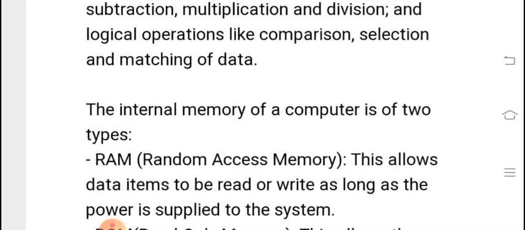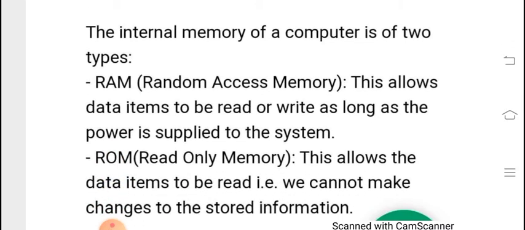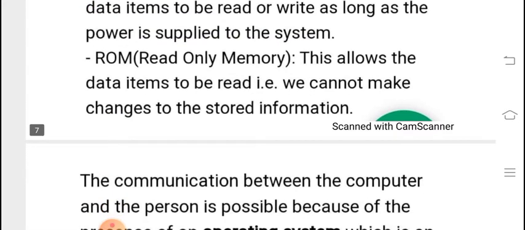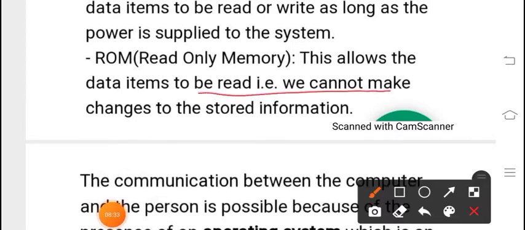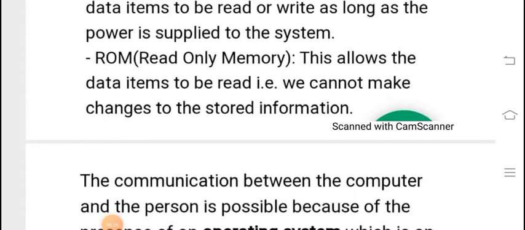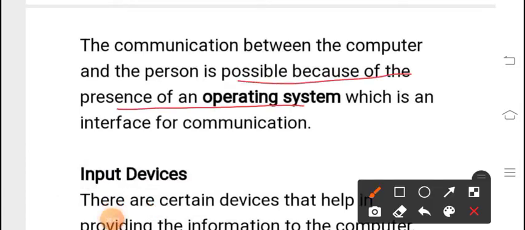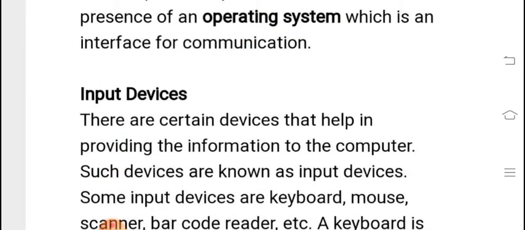The internal memory of a computer is of two types: random access memory and read-only memory. In random access memory, RAM, data items can be read and written as long as power is supplied to the system. Read-only memory allows the data items to be read only, that is, we cannot make changes to the stored information. The communication between computer and person is possible because of the operating system, which is an interface of communication.